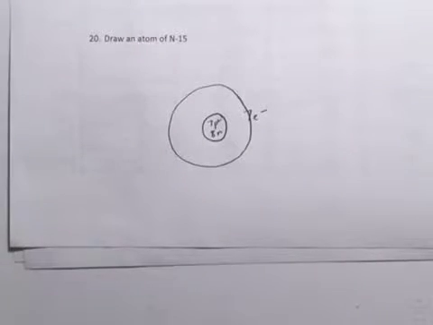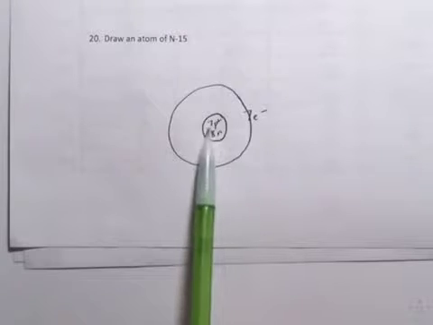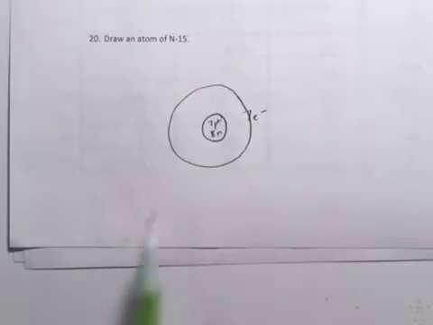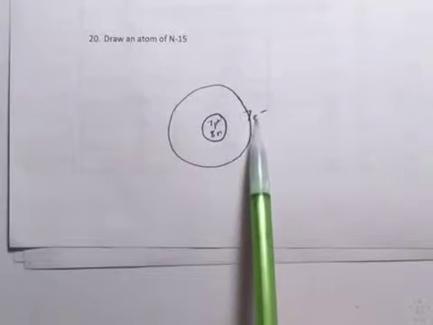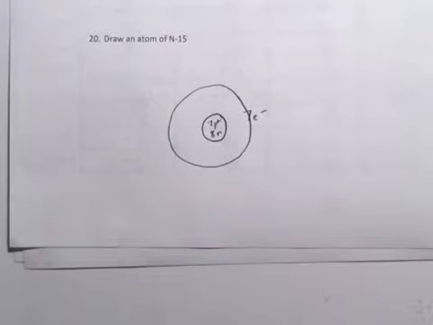When asked to draw an atom at this point, you can do something as simple as this. Nitrogen-15. Nitrogen is number 7 on the periodic table, so you should have 7 protons in the nucleus and then 8 neutrons to get your 15. And it's a neutral atom, so 7 electrons as well. So you can draw something as simple as that.